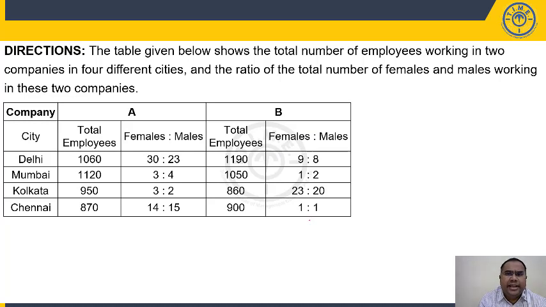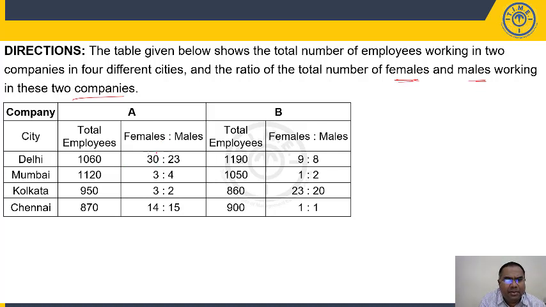The table shows the total number of employees working in 2 companies in 4 different cities: Delhi, Mumbai, Kolkata, Chennai, and the ratio of total number of females and males working in these 2 companies. Now we have company A, total employees, female to male ratio, and company B, total employees, female to male ratio. Now see here, what I am trying to do here is, with these ratios, let us find out males and females.